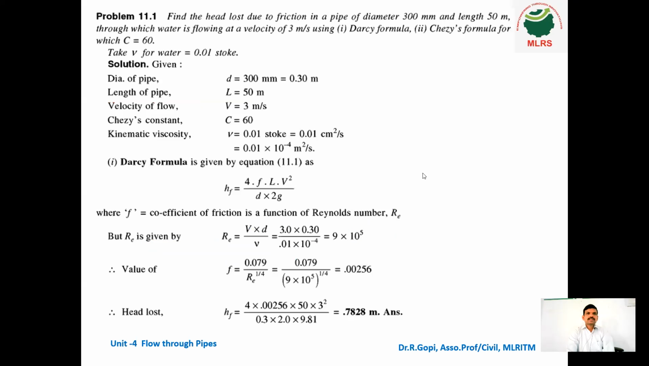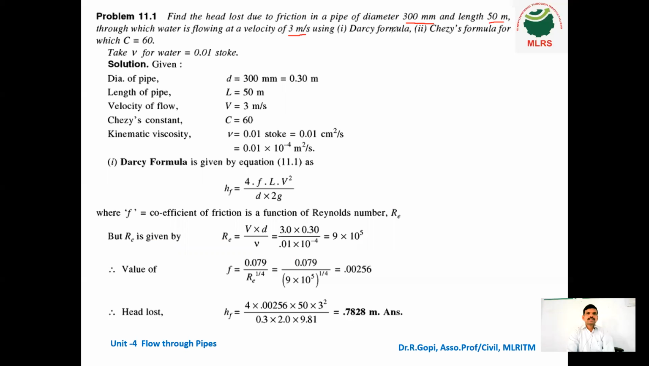So this is the Chezy's formula. Now we will go to the problem. This problem is very, very important. I request all of you, please watch carefully. Find the head loss due to friction in a pipe of diameter 300 mm and length 50 meter, through which water is flowing at a velocity of 3 meter per second. Here the velocity means the average velocity they have given.